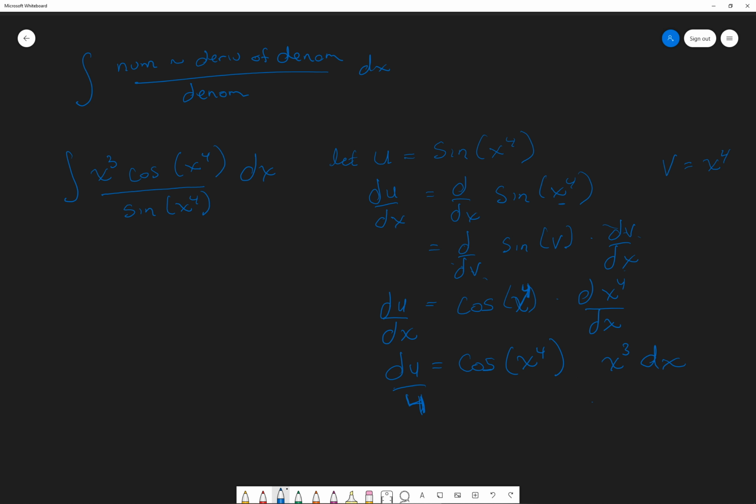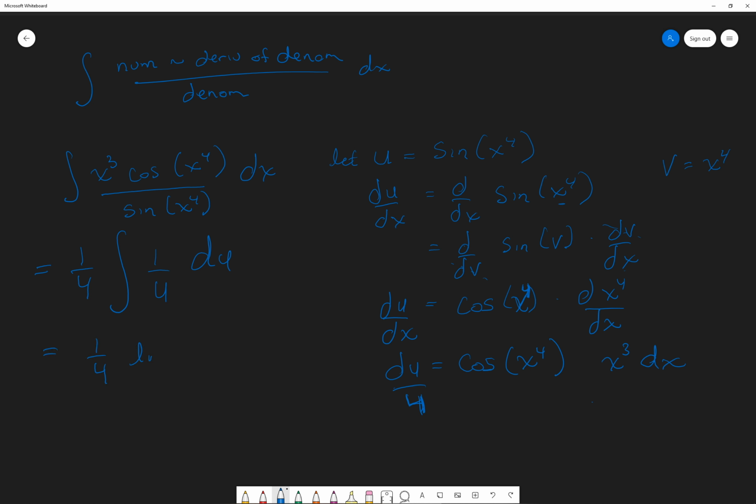That's du over 4. And I said that sine x to the 4 is u. So really what we have here is a 1 over 4, we have a du, right? And then we have a 1 over u, because sine x to the 4 is u, right? 1 over 4 du is everything up here, and then the 1 over u is here.